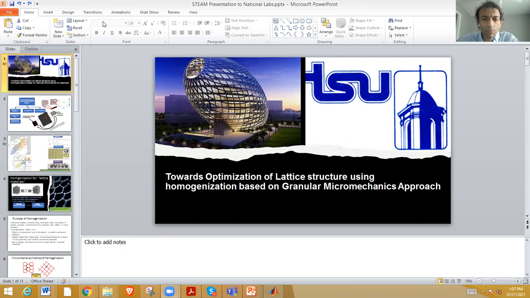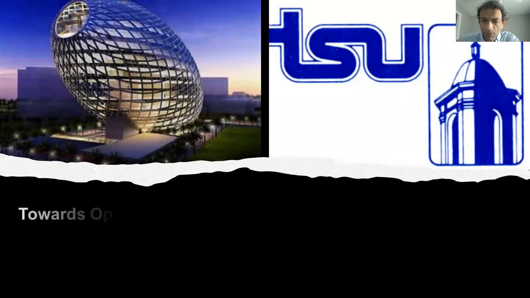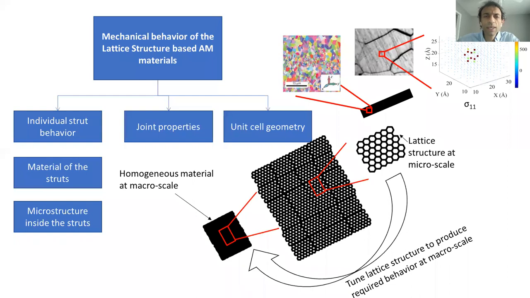So in this sub-project, I want to talk about optimization of lattice structures using homogenization based on a granular micromechanics approach. Lattice structures have been used a lot for additively manufactured materials because they can be easily manufactured using additive methods rather than conventional methods.